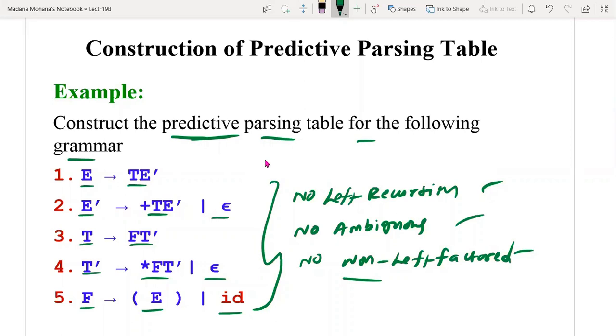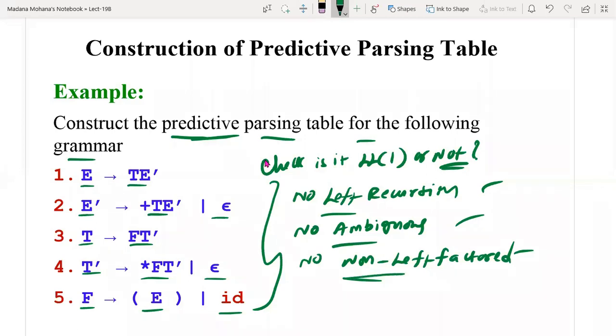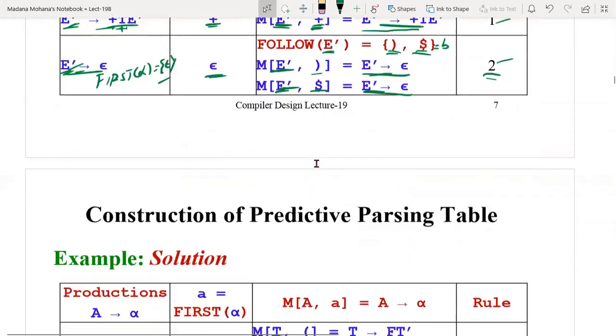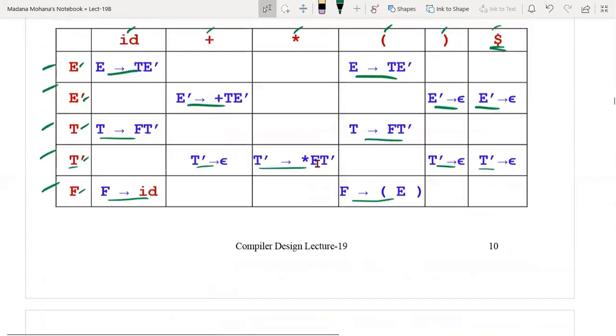Now this is the grammar. You can check whether it is LL1 or not. Let us see. First, the grammar should not contain left recursion or ambiguity, and non-left factoring is not allowed. This grammar is already non-left recursive, has no ambiguity, and is left factored. Then you can find the first and follow values as usual. Then, using the predictive parsing algorithm, you can construct the predictive parsing table.